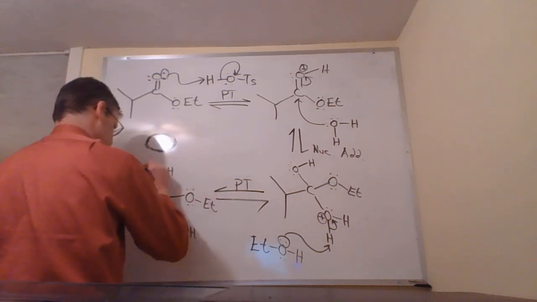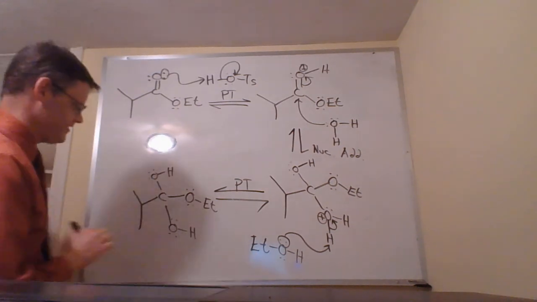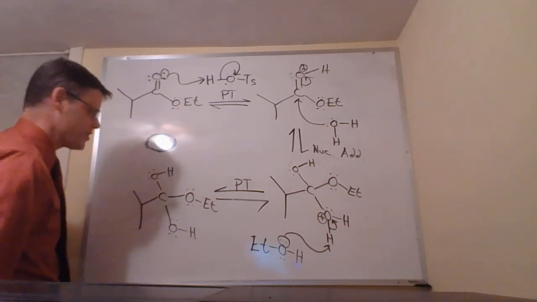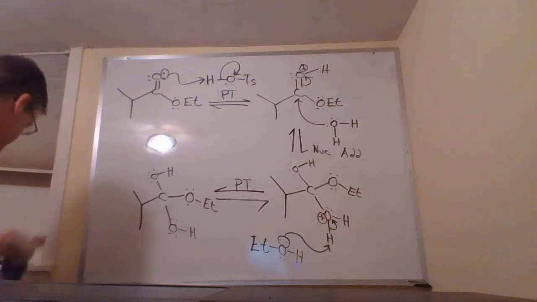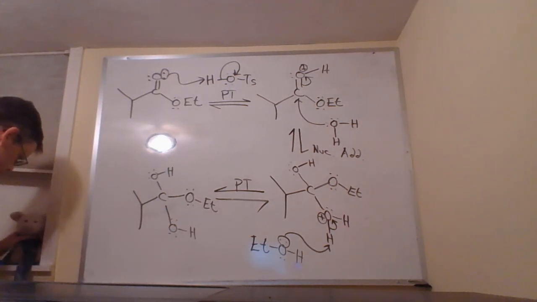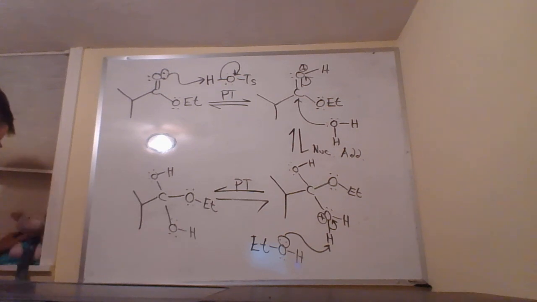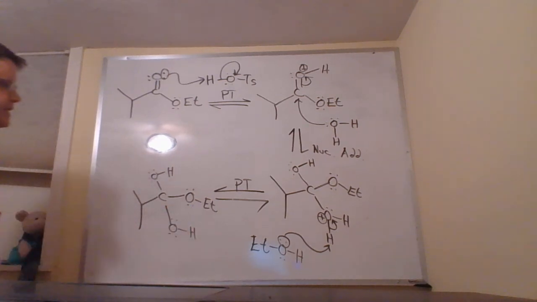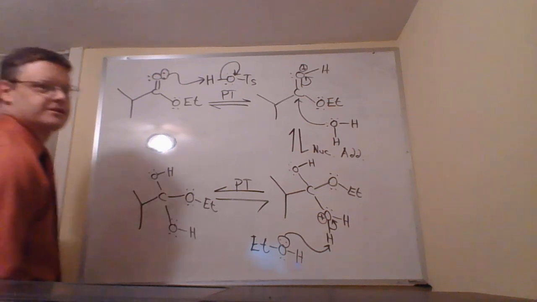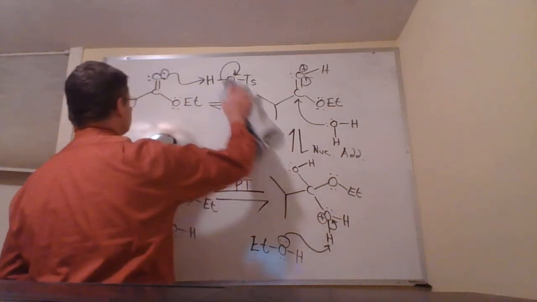Now at this point it can be a little daunting. We've got 3 oxygens on this carbon, so you have to keep in mind where we're going. So we're going to lose this ethoxide eventually, and that affects our next step. All right, so let's do that.